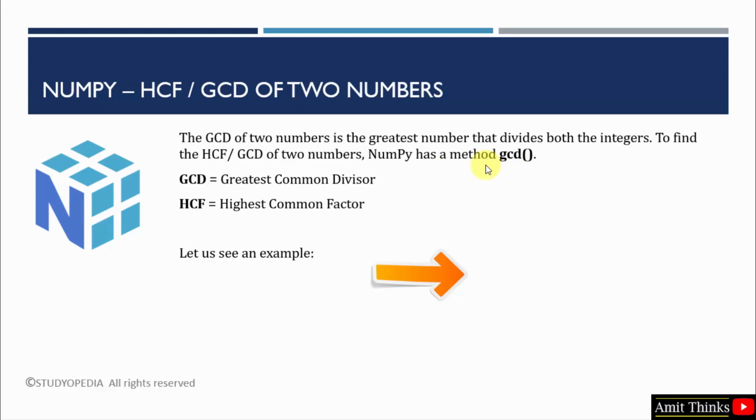Now we will see how we can find the HCF of two numbers. HCF is also known as GCD. So the GCD of two numbers is actually the greatest number that divides both the integers. For that we have the GCD method in NumPy. Herein we also call GCD as HCF, that is GCD is greatest common divisor, and it can also be called HCF, that is highest common factor. Let us see an example.